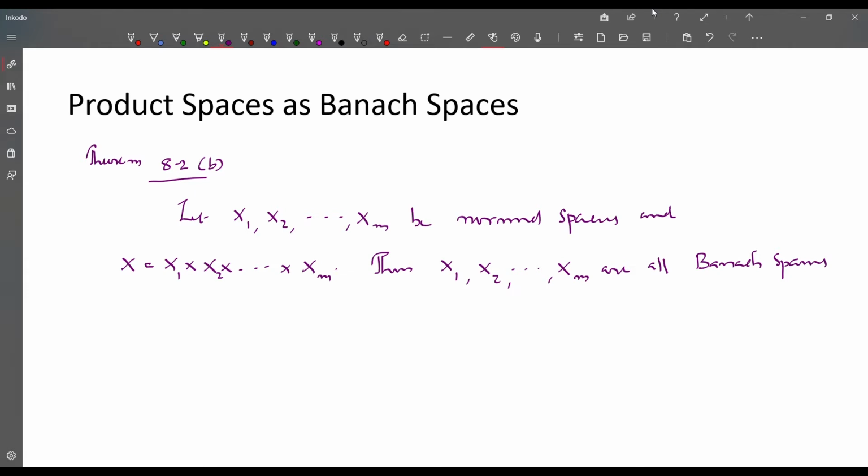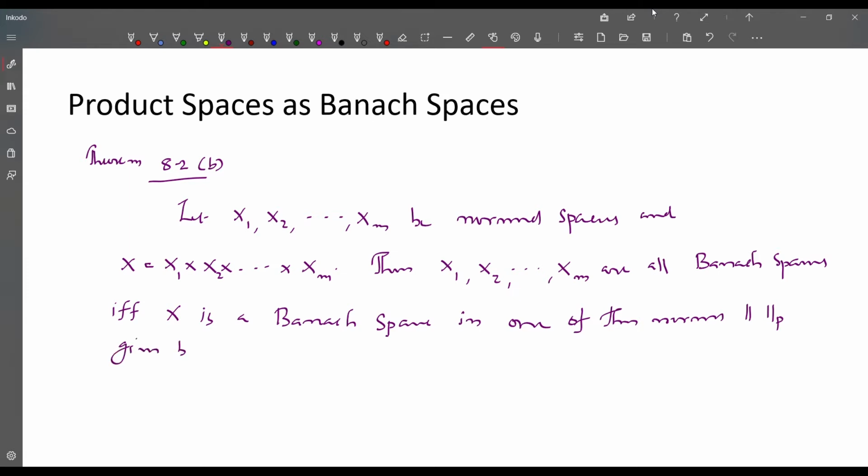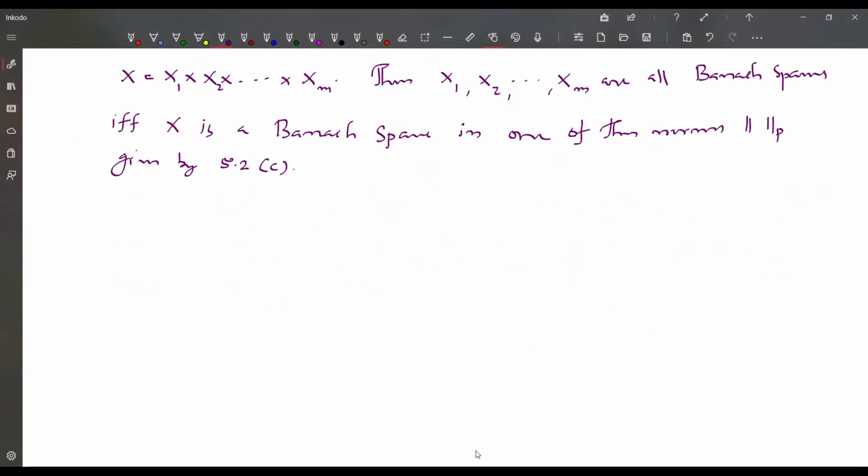if and only if X is a Banach space in one of the p norms given by 5.2c. For the definition of the norm, you can refer to 5.2c. Now we prove this.